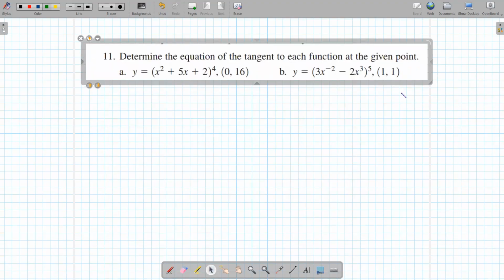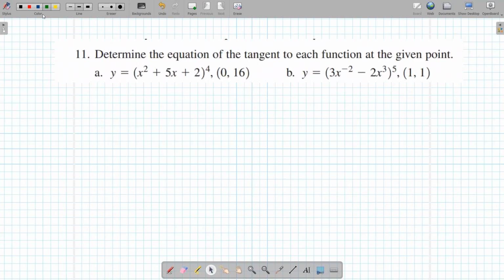This one, it's asking you to find the equation of the tangent line, yeah? The equation of a tangent line is just a straight line. It's going to be in this form, y equals mx plus b, where m is the derivative. To find b, you just need to plug in any point, x and y, in there to find b. Okay? This one's actually pretty simple. It's not that bad. If this is y, what will be y prime for this?